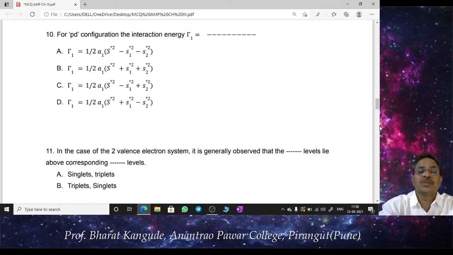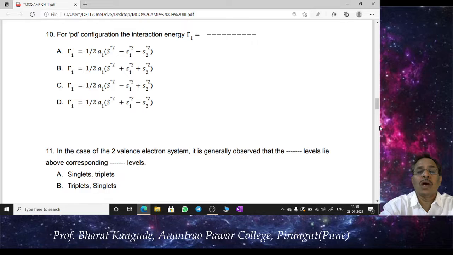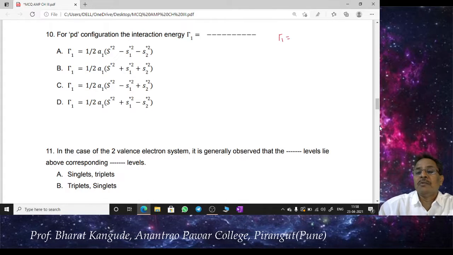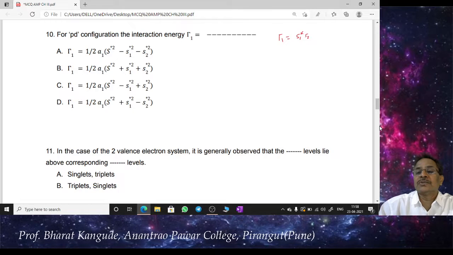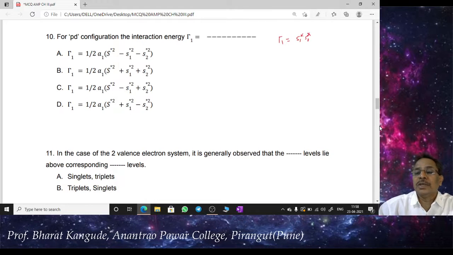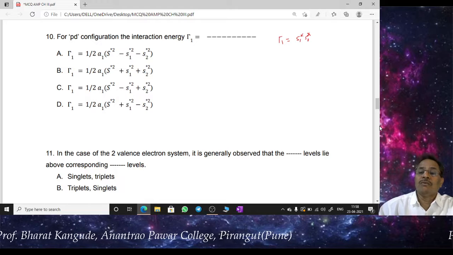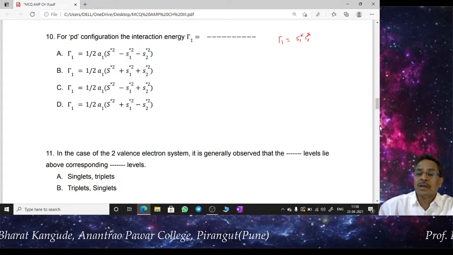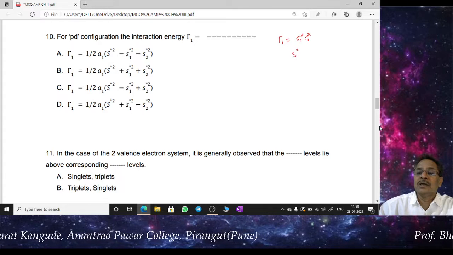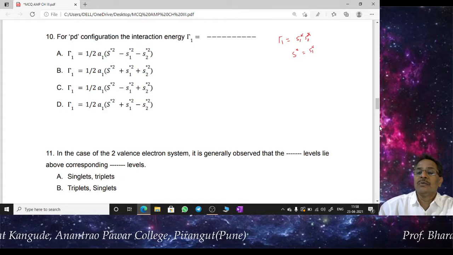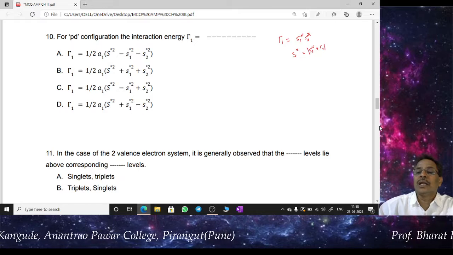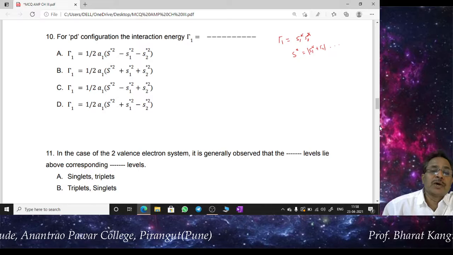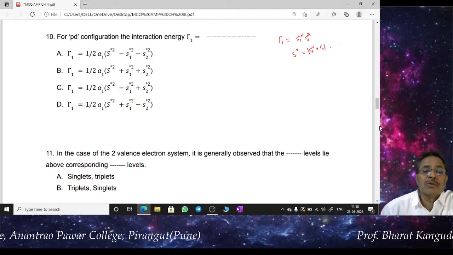So, the PD configuration interaction energy gamma 1. As I said earlier, gamma 1 is the interaction energy between S1 star and S2 star, the spin angular momentum of the first electron and the spin angular momentum of the second electron. The resultant of this is given by S star, which is S1 star plus S2 star, and their addition and subtraction and so on. Using this theory, we come across several types of relations for gamma 1, gamma 2, gamma 3, gamma 4, etc.